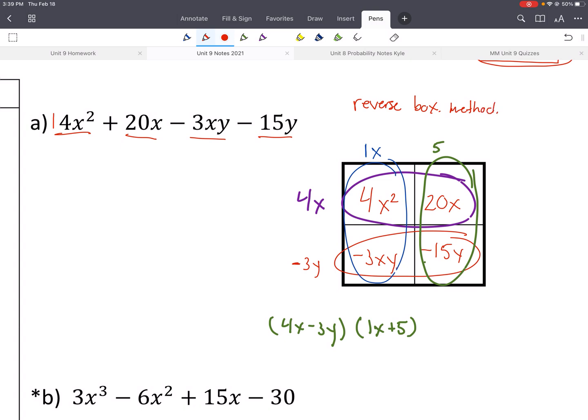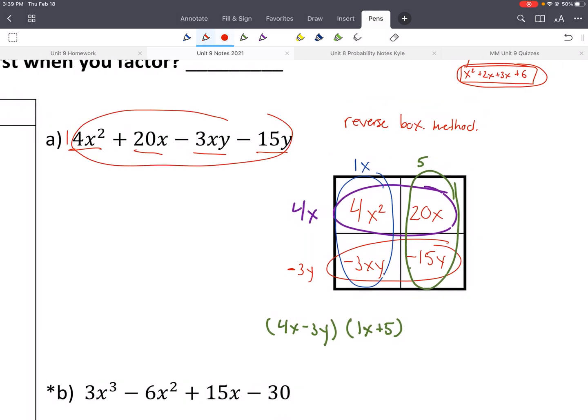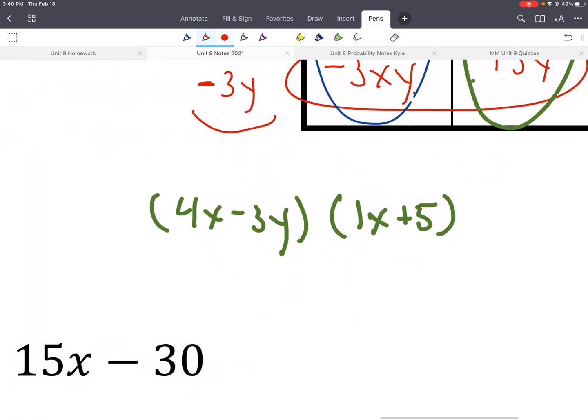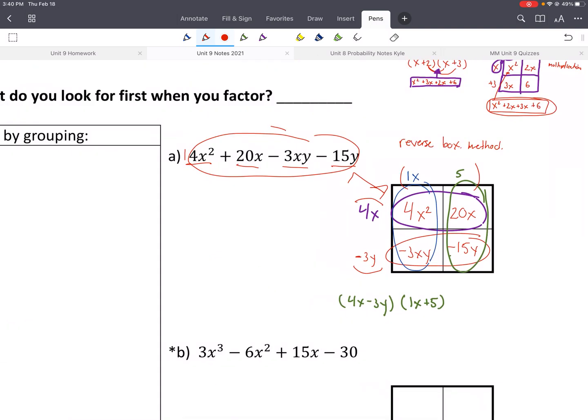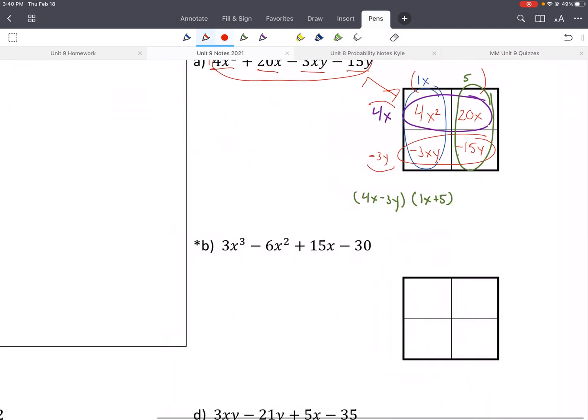Again, what we did is since we had 4 terms, we could put all of those in our box. And then we would factor out the greatest common factor from each row and each column. And that turns out to be what's on the side is one of our parentheses, and the top is another one of our parentheses. Again, you could redistribute all of those, and you should get your original problem. Okay, so let's do another example.